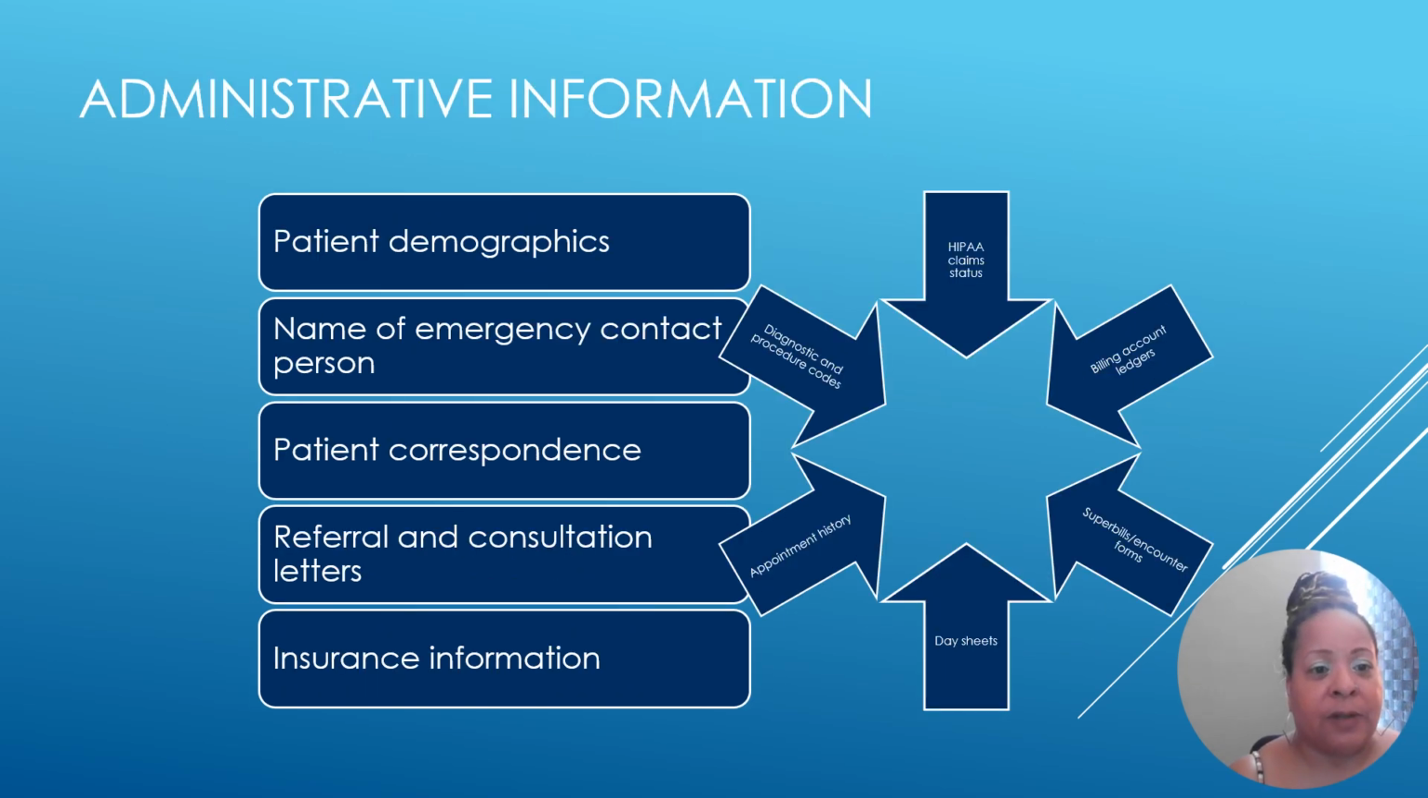All right. Administrative information. So there's patient demographics. That's where you live, your address. Those are the type of things that are in there. Then you have the name of your emergency contact person. They always want to have somebody listed. If you're not married, have your oldest child. If you don't have an oldest child and you're not married, your best friend. Those are things that you want to make sure you're doing.